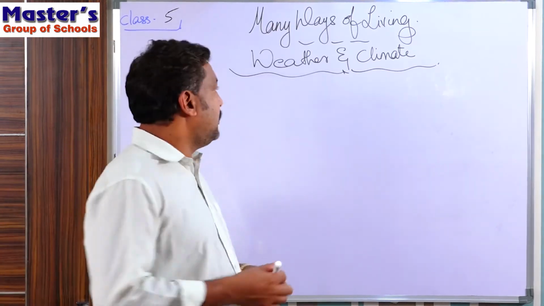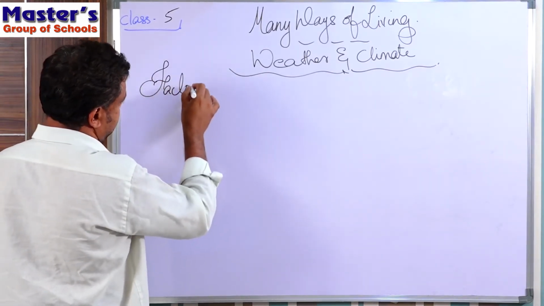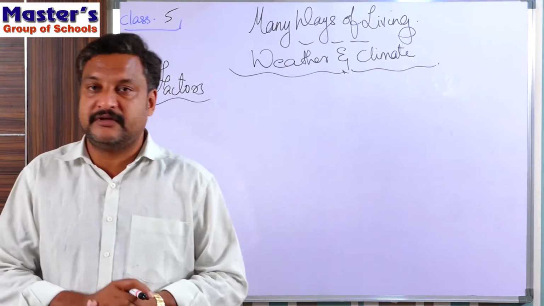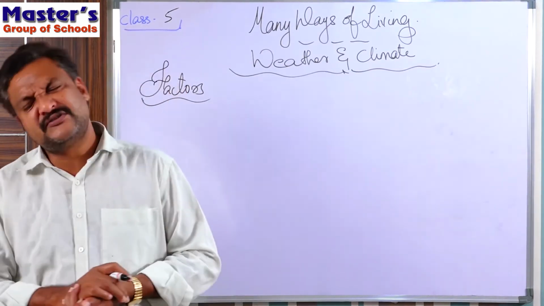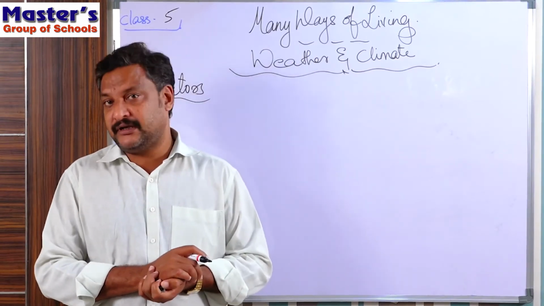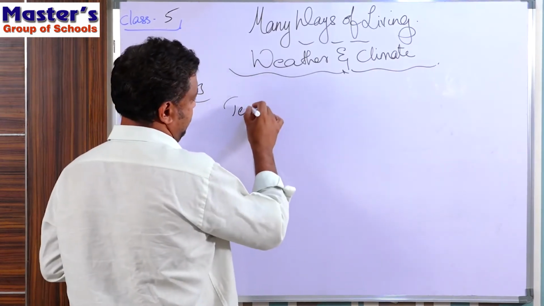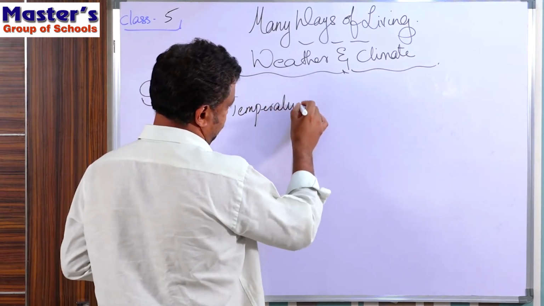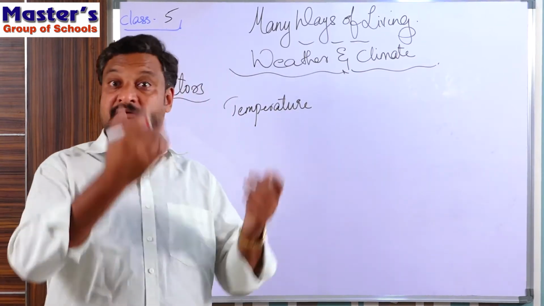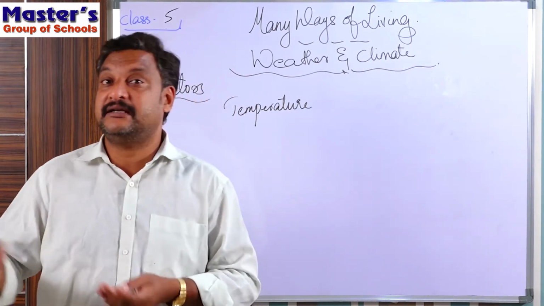Okay. Now, what are the factors? What are the factors that influence the climate of a region? There are so many factors which can have an influence on the climatic conditions. For example, temperature. See, some regions on the earth receive direct, heavy sunlight, and some other regions do not receive that heat.